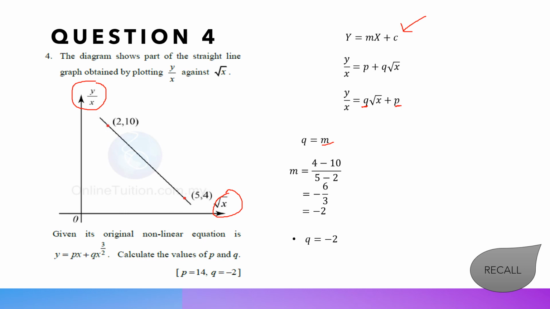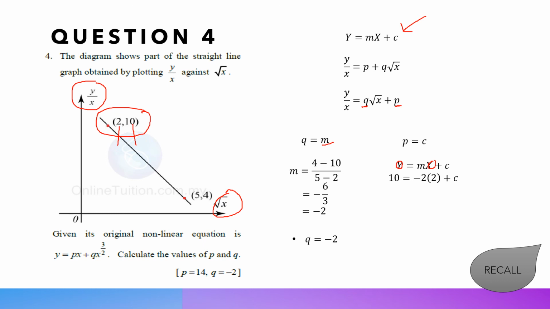So now your C is equal to P. How do you find C? You recall the 5th slide. You just substitute any point on the line. Let's say I choose this point. So this is my X, 2, and this 10 is my Y. Okay, so I substitute Y as 10, X as 2, and my M is negative 2.